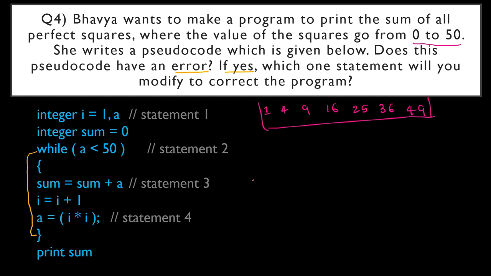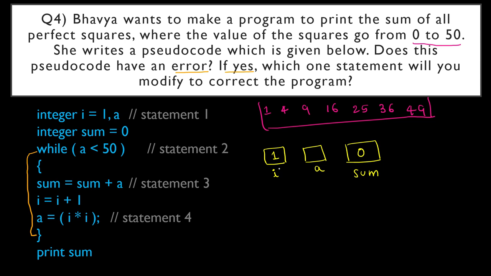So let us try to understand what is happening in this pseudocode. Initially int I is equal to 1. So a variable named I will be created and 1 will be stored inside it, and a variable named a will be created. Okay, so integer sum is equal to 0. So you created another variable called sum and you assigned 0 to it. Now while a is less than 50, you are going to say sum is equal to sum plus a. Then I is equal to I plus 1. So you are increasing the counter, and then you are going to say a is equal to I into I.